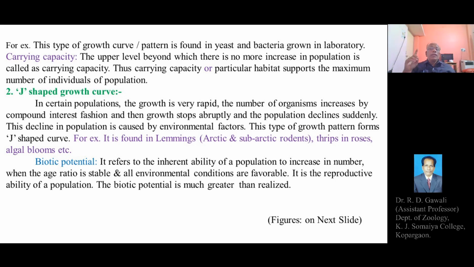For example, it is found in lemmings, that is Arctic and subarctic rodents, then thrips in roaches. Thrips are small terrestrial insects which occur in the roaches, then algal blooms. So these are some of the examples where we can explain the growth curve or the growth pattern having the shape of the letter capital J.